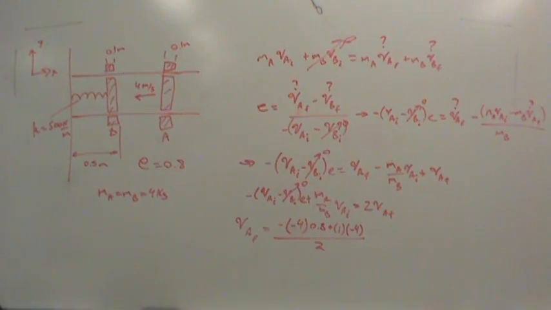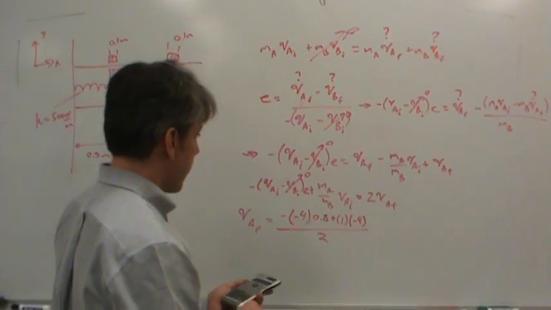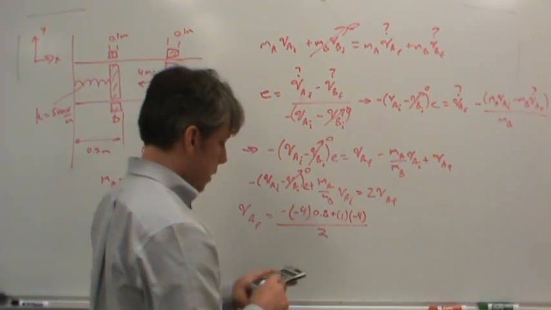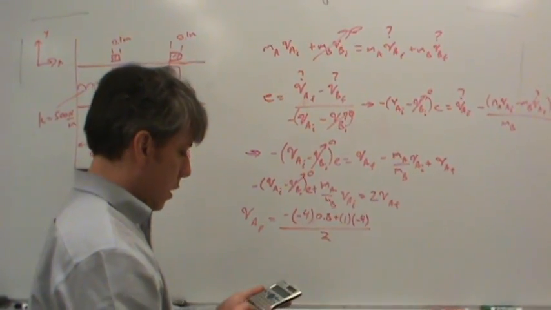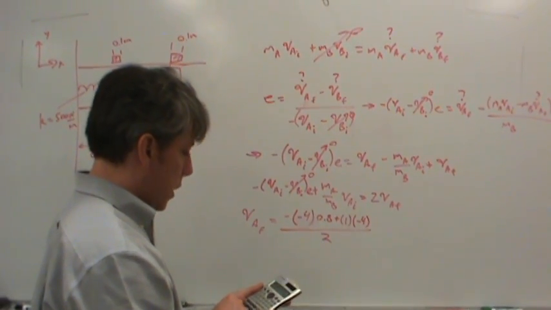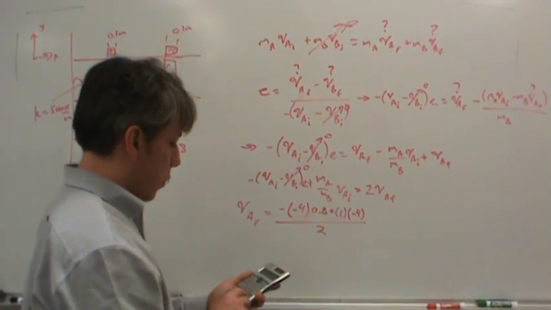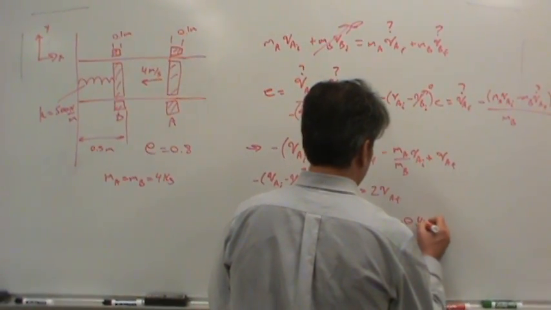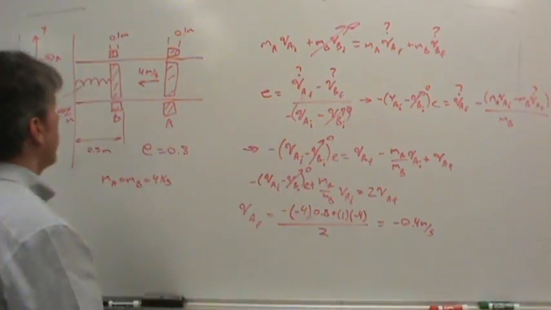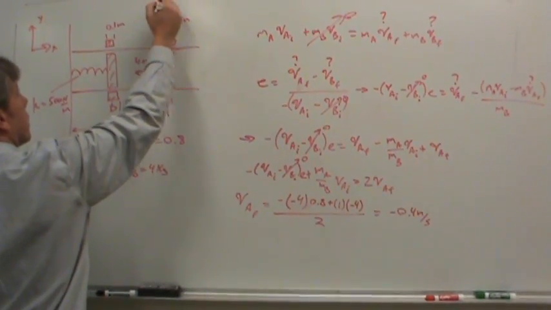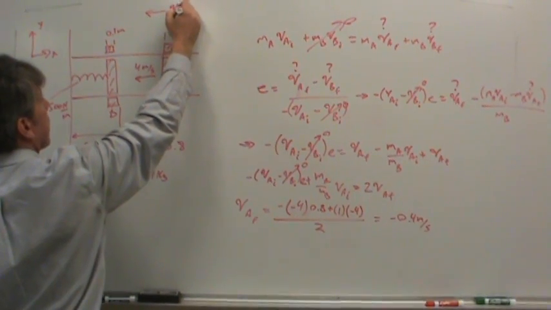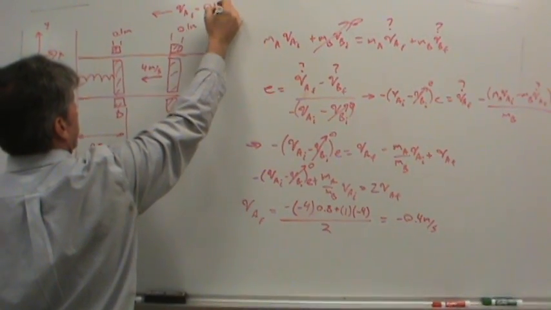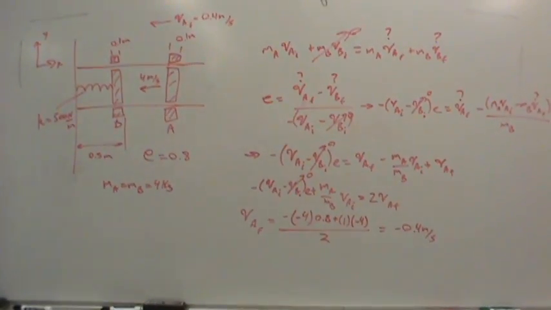So let's see what we get for VA final. All right, negative negative is positive, so we're going to have 4 times 0.8 less 4 times 1 is negative 0.8 over 2. So it looks like the final speed of A is negative 0.4 meters per second. So it's interesting that A continues to move to the left after impact. So here's VA final is 0.4 meters per second. Since I've already got the arrow to the left, it's understood that's a negative thing.